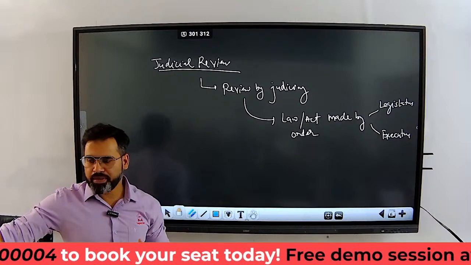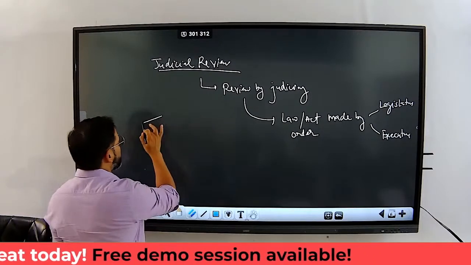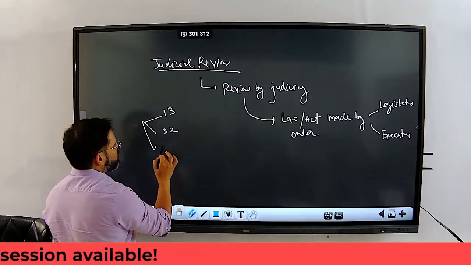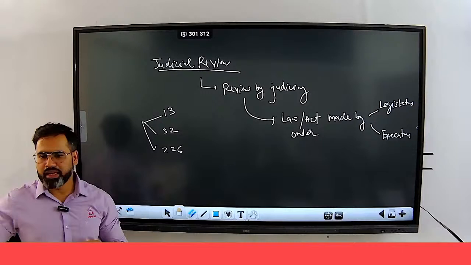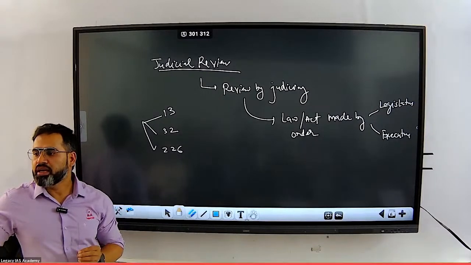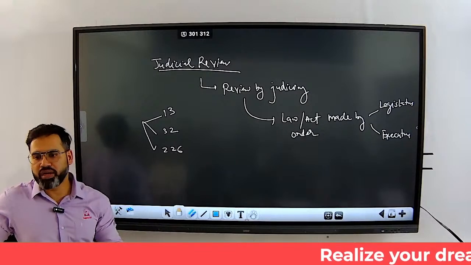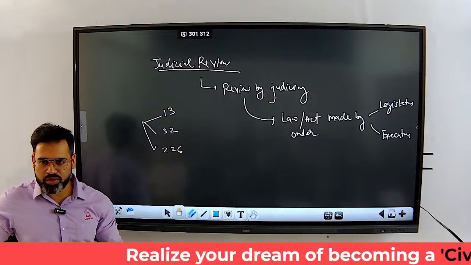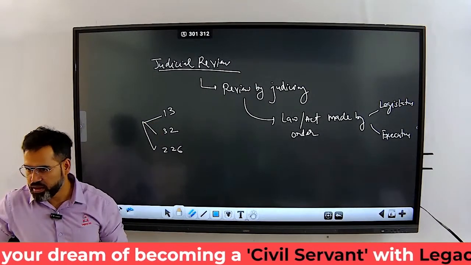So from where does the judicial review power flow? This power flows from three important articles: Article 13, 32 and Article 226. Article 13, remember? Any law inconsistent with fundamental rights shall be declared null and void. So who is doing this? The Supreme Court only, even the High Court also. So from Article 13 they are getting this power of judicial review.